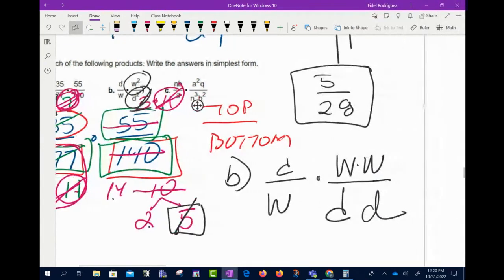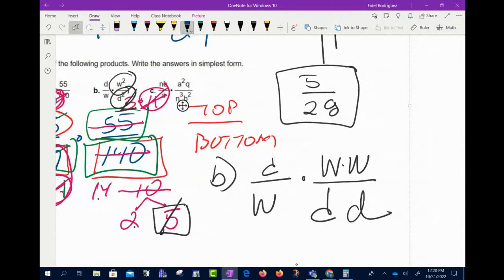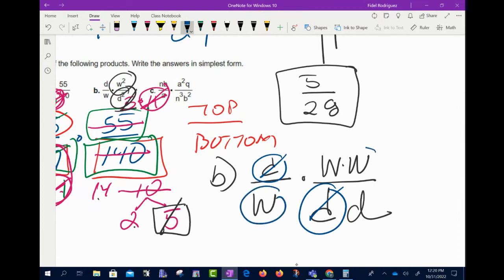Okay, so I'm going to do the same kind of thing here. I'm going to say, look, is there anything on the top that will cancel with the bottom? Look, we can get rid of this D with one of these. So let's go ahead and do that. And we can get rid of this W with one of these, okay? Doesn't matter which one, so let's get rid of that. So then what's the only thing I'm still left with on the top? I still have one W and I still have one D, okay?